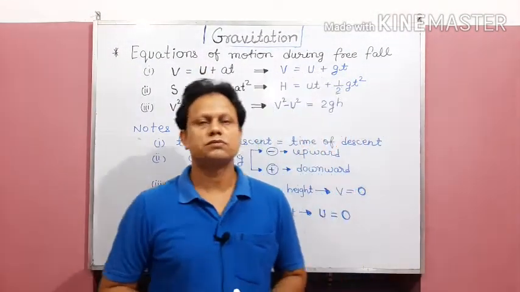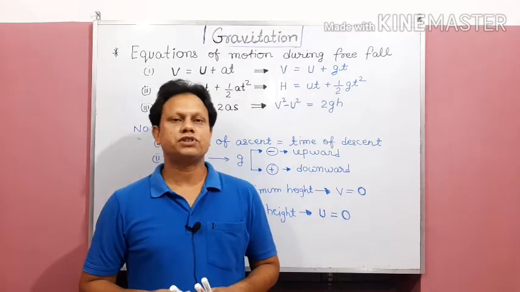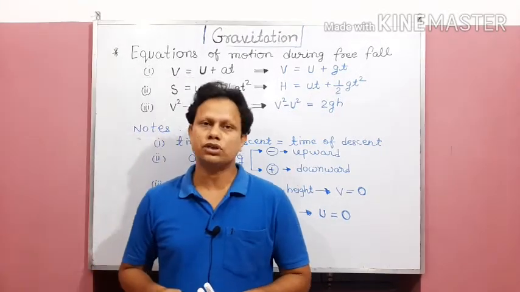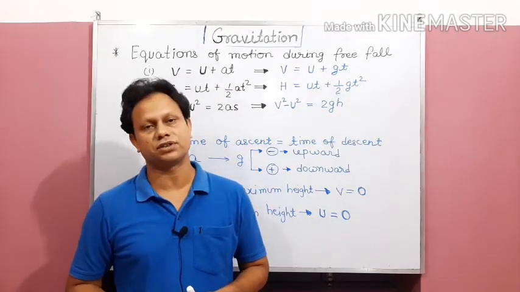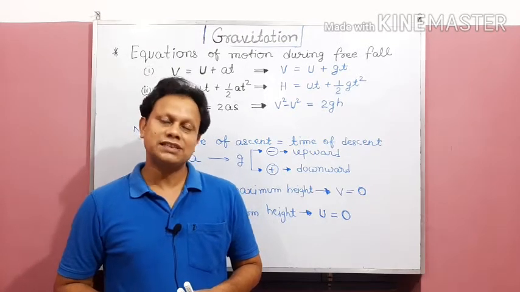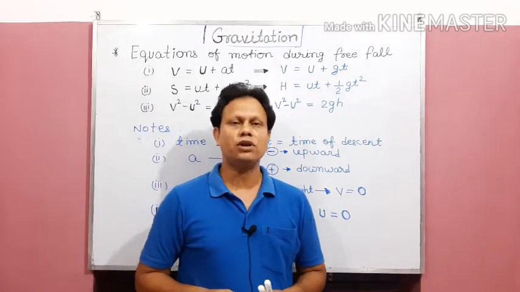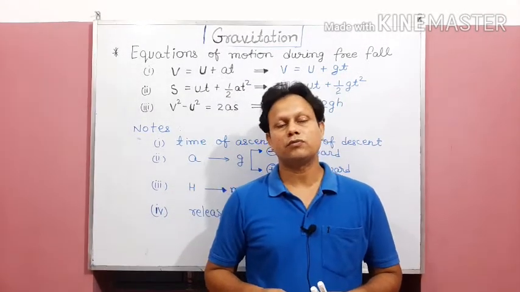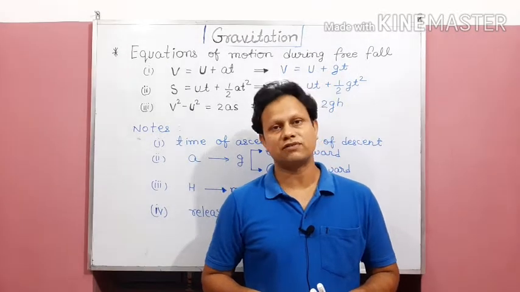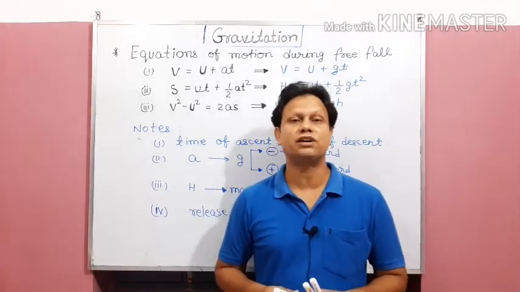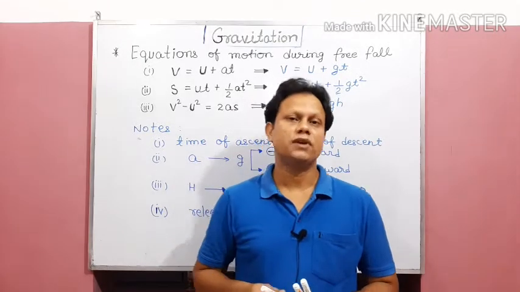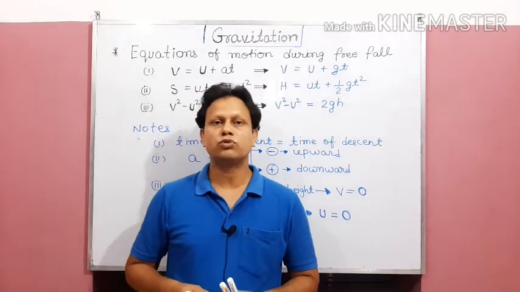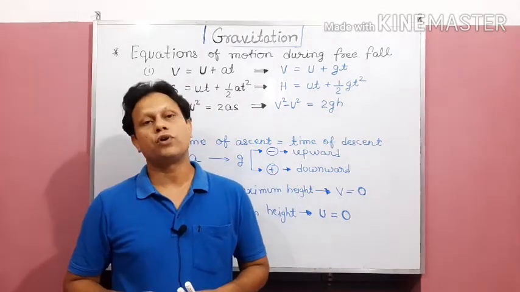Equations of motion we have studied in the very first chapter, which are applicable for motions in which the object is moving with uniform acceleration. Since, as we have already studied, free fall is also an example of motion in which a body falls with uniform acceleration, which we call acceleration due to gravity, symbolized by small g, and it is almost constant. So, during free fall, the object's motion comes under the category of uniform acceleration.